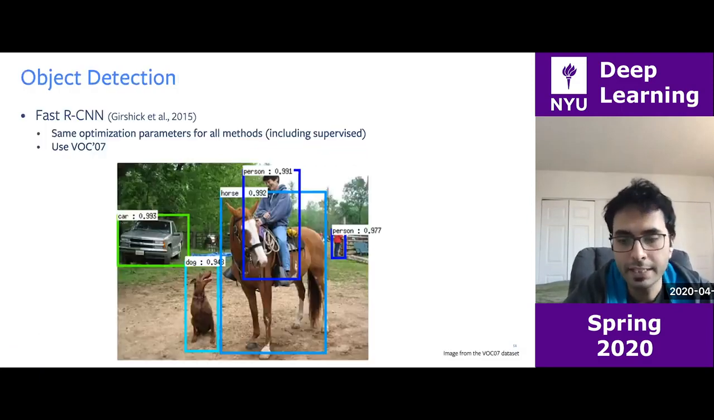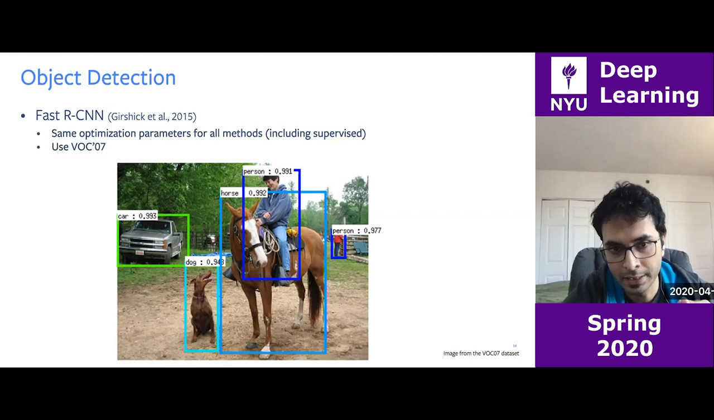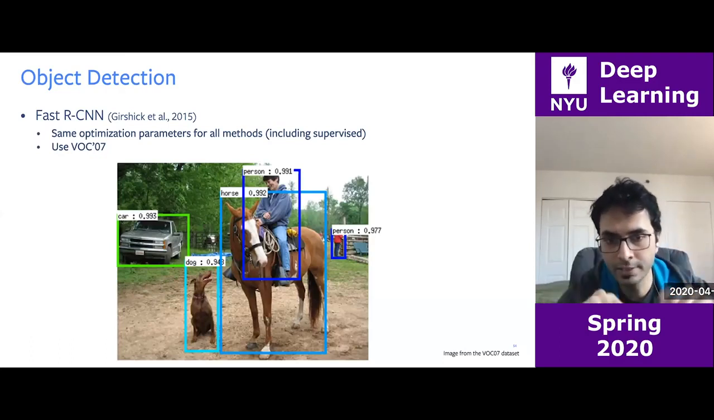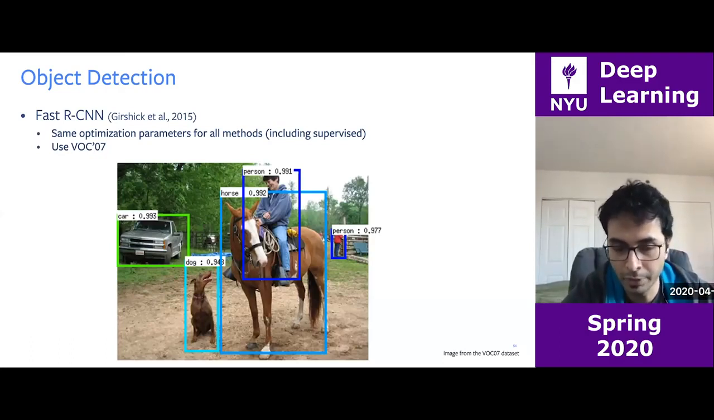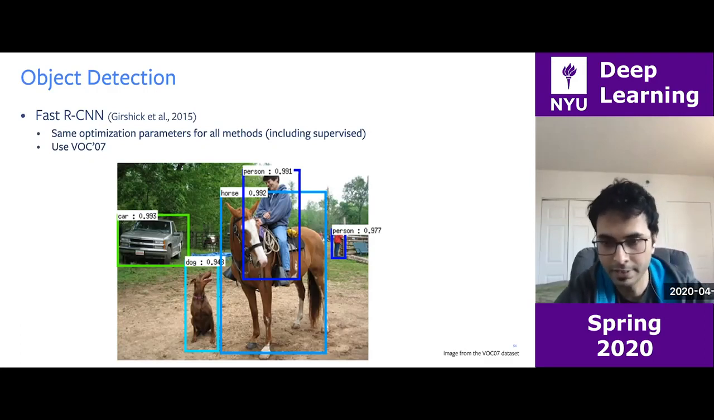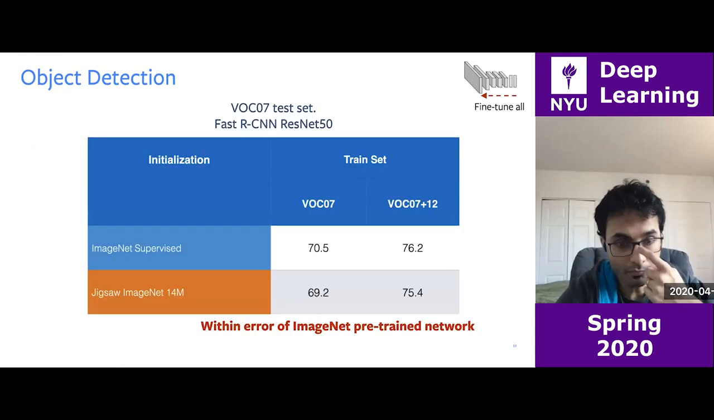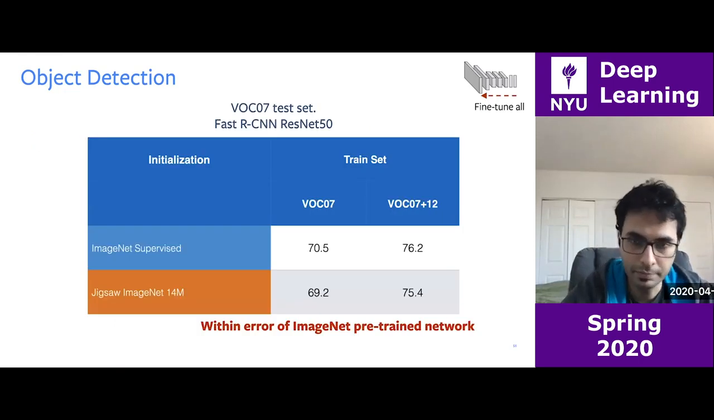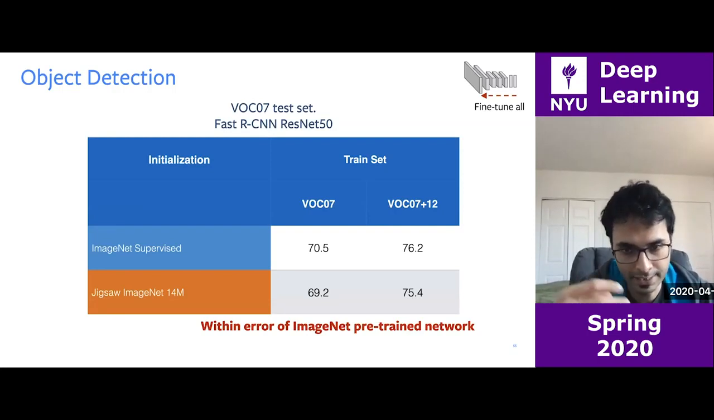Right. So the next thing we did was to evaluate our method on the object detection task. Object detection is where you try to identify what objects are present in an image and draw a box around them. You're measured based on how good the box is around the object and whether you were able to identify all the objects in an image. Again, for this one, we use the same VOC data set. This was the setting where we fine-tuned all the layers of a network because that's what's standard in detection.